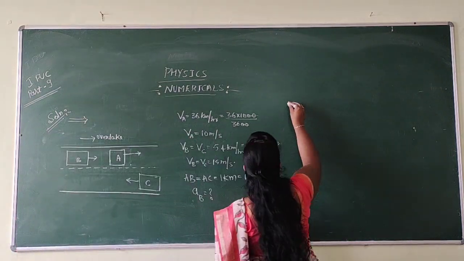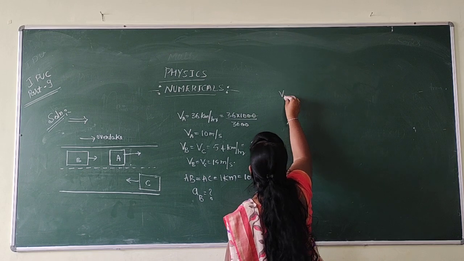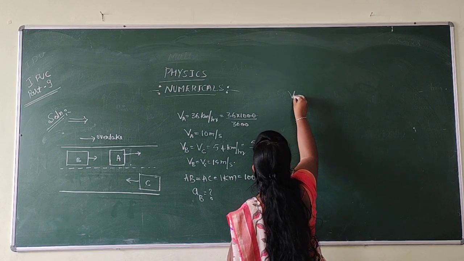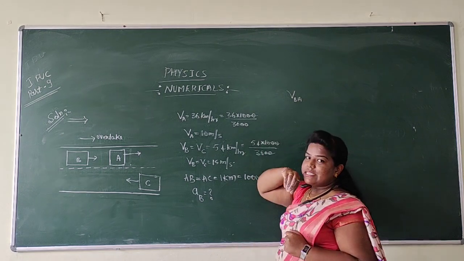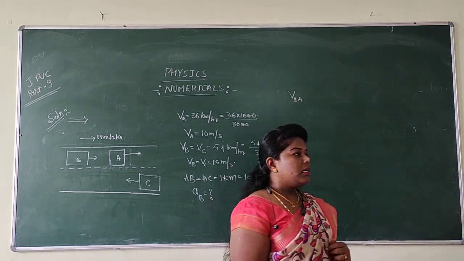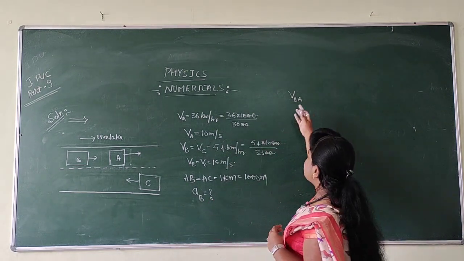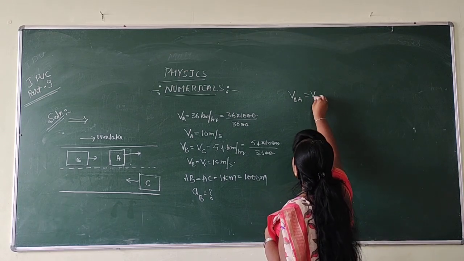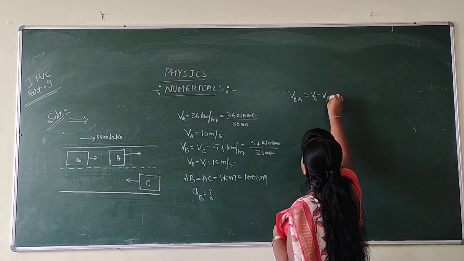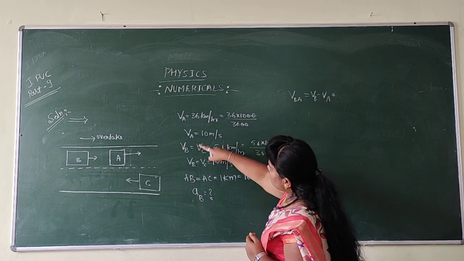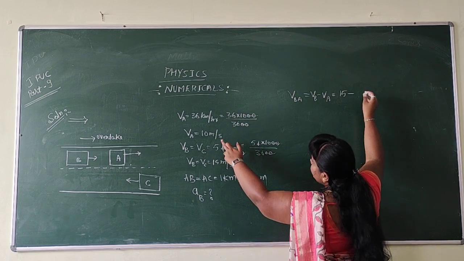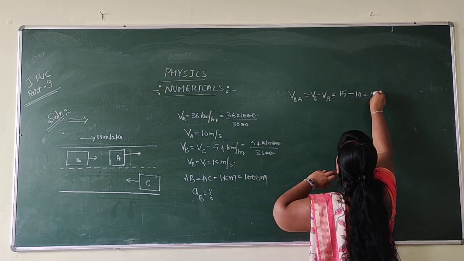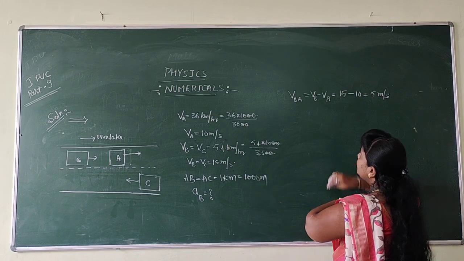To calculate the time, I am going to calculate the velocity of B with respect to A and the velocity of C with respect to A. See, I am just calculating the velocity of B with respect to A. It can be calculated as VB minus VA. So what is VB here? VB is equal to 15 meter per second. VA is 10. 15 minus 10 is 5 meter per second.